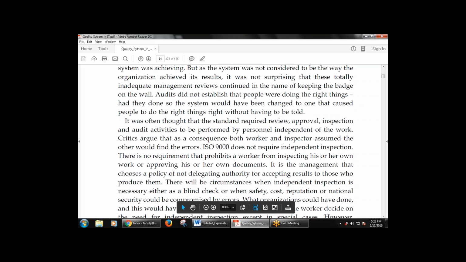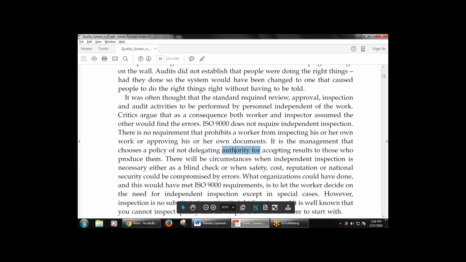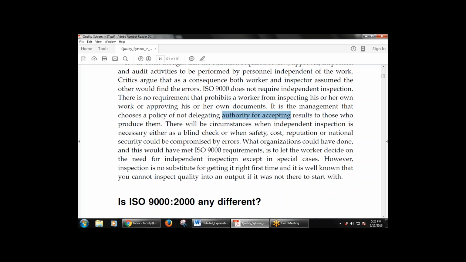And there is no requirement that prohibits a worker from inspecting his or her own work or approving his or her own document. It is management that chooses a policy of not delegating the authority for accepting the result. So it is a policy, a management review that tells what you are doing. That is also one of the authorities used for accepting the results from those who produce them.